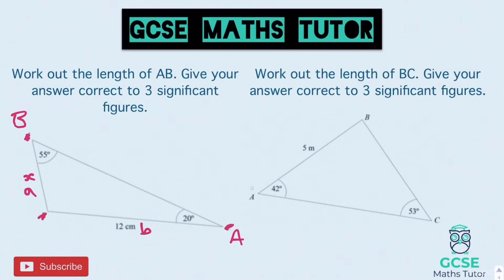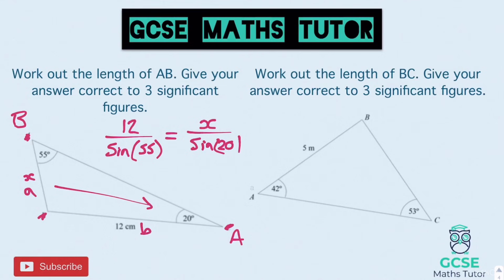So plugging these numbers in, I'm not going to write the formula out, but we've got 12 over sine 55. Again, depending on which order you've done this, might depend on which order you write this, and that'll be equal to x over sine 20. Okay, there we go. X is opposite my 20 there, just drawing in your opposite lines if you want to, and then these are my other pair of opposites here.